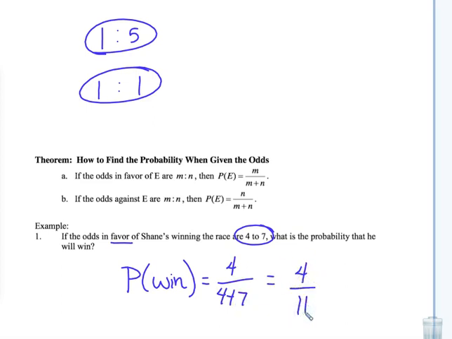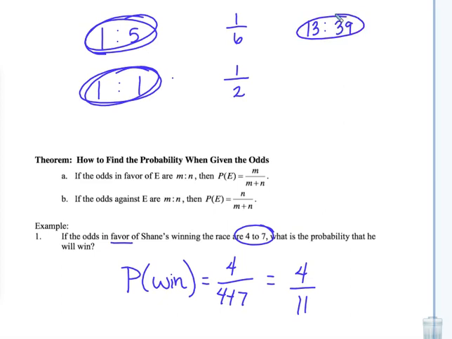Just like here, the odds of rolling a 2 are 1 to 5, but its probability is 1 out of 6 when you add those. The odds in favor of flipping tails is 1 to 1, but the probability of flipping tails is 1 out of 2, because you add those 2 to get the total. Even if we do the card one, the odds in favor of getting hearts, remember that was 13 to 39. But when we add those, we get the 52 total cards. So the probability would be 13 out of 52, and then of course you could reduce that to 1/4.